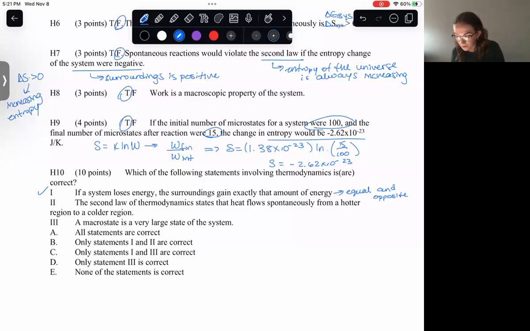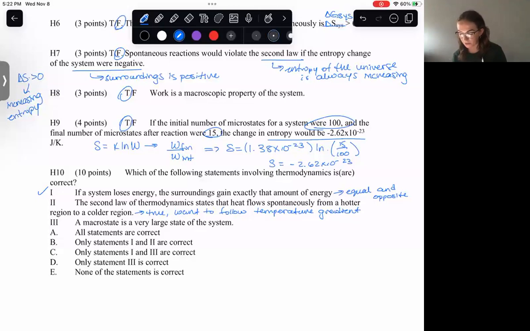Statement 2. The second law of thermodynamics states that heat flows spontaneously from a hotter region to a colder region. Yep, this is true. We want to follow the temperature gradient. And as we're flowing from hot to cold, that cold object is heating up and getting more disordered. And that's why it is contributing to the second law of thermodynamics.